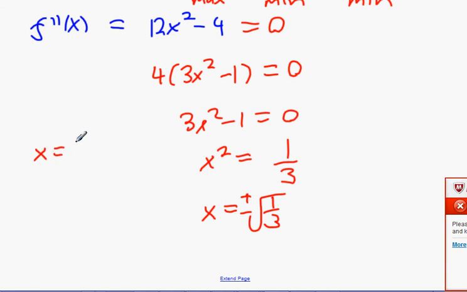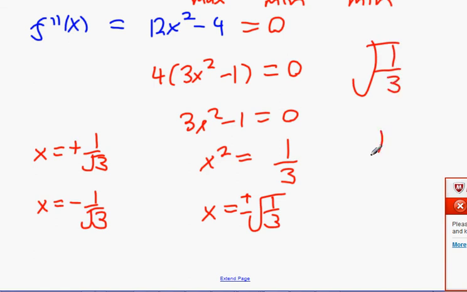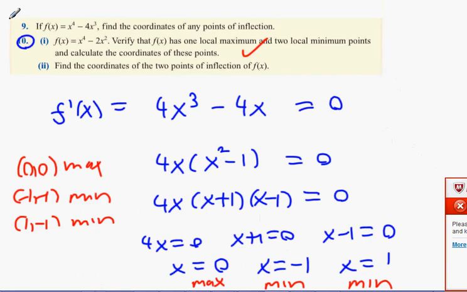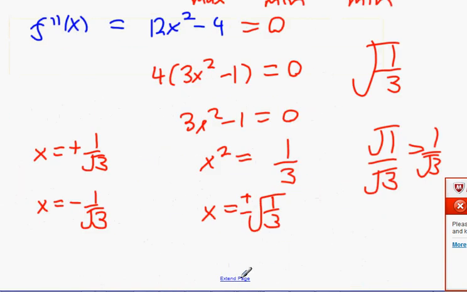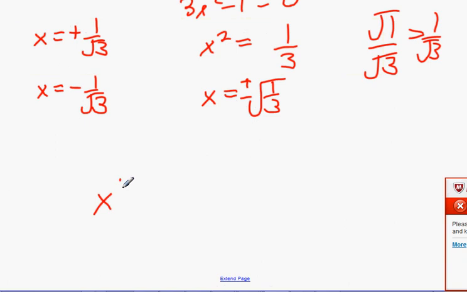So x is going to equal plus 1 over root 3, or x equals minus 1 over root 3. Now if you wonder where I got that from, square root of 1 over square root of 3 is square root of 1 over root 3. Root 1 is 1. Now, unfortunately for us, I have to put this into the original equation to calculate what it is. So I actually have to put it back into x4 minus 2x squared.